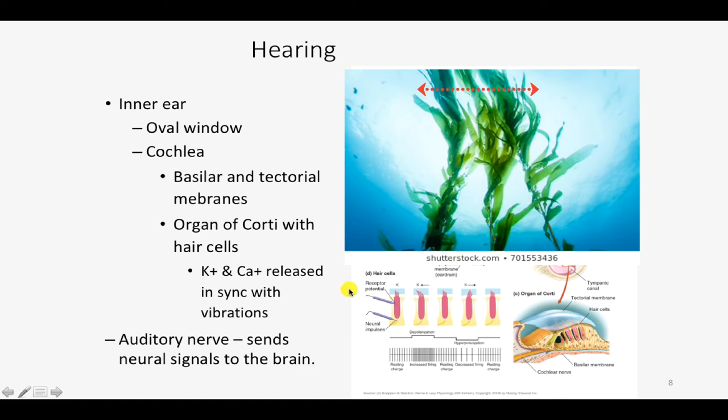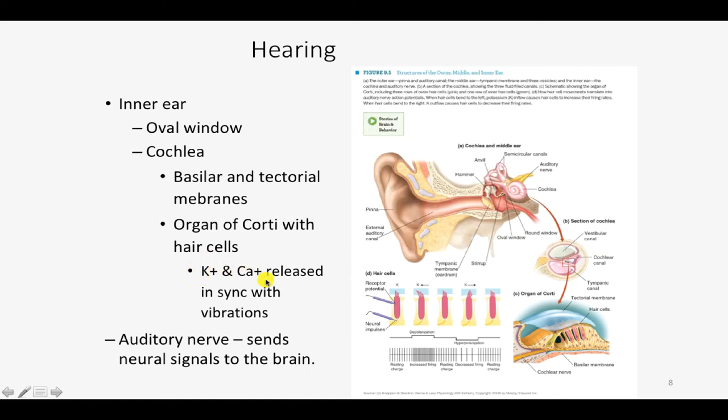And as they do so, they release potassium and calcium in sync with those vibrations. And also, depending on the direction that they move, remember, you'll get an increase in firing or a decrease in firing. So you get this pattern of increased firing and then decreased firing as the sound wave goes through. And then the auditory nerve, which is the eighth cranial nerve, will send this information from the hair cells to the brain.